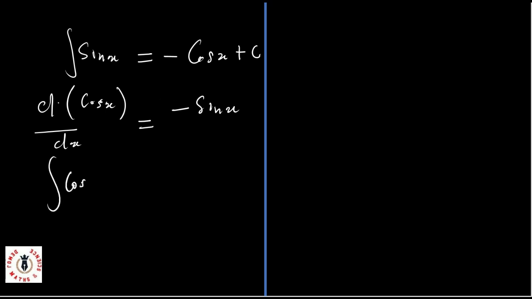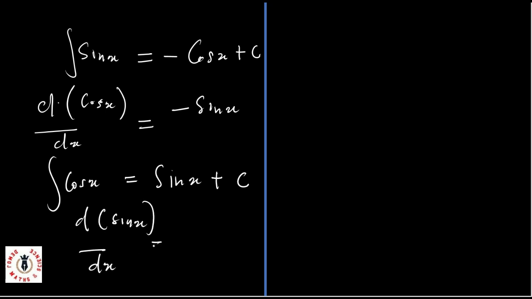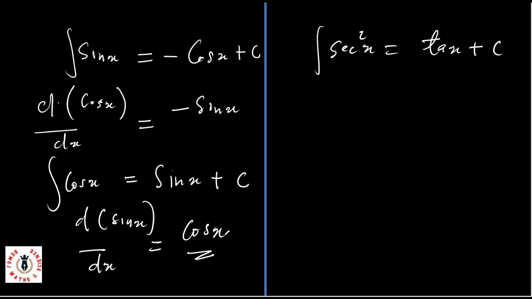The integral of cos x will be the same thing as sine x plus c. Remember that when you are differentiating sine x with respect to x, we'll get positive cos x. Now, lastly is the integral of sec squared x. The integral of sec squared x is the same thing as tan x plus c. Remember also, when you are differentiating tan x, you get sec squared x.